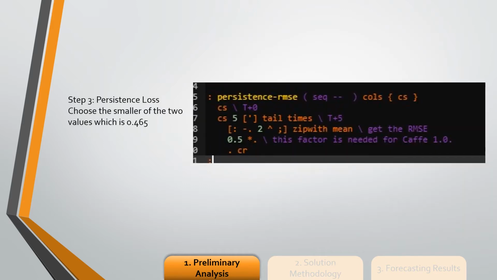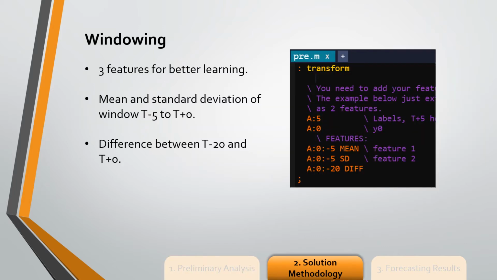Lastly, we need to run calculation for the persistent model after normalization for us to easily compare the results and the model output. We use a factor of 5 since we are using CAFE. We then chose the smaller of the two values, which is 0.465, the number that we need to beat in our forecast. Three features are used for better learning. They are the mean and standard deviation of window t minus 5 to t plus 0, and the difference between t minus 20 and t plus 0.